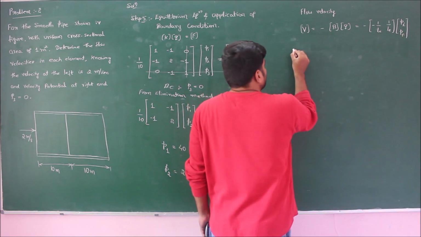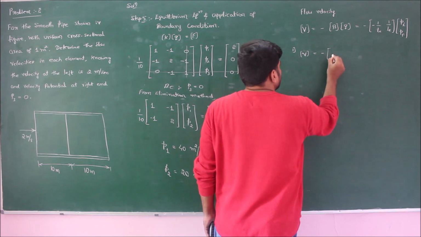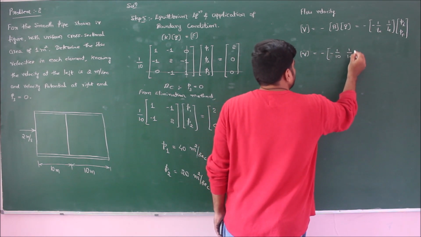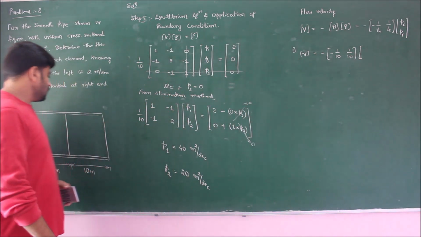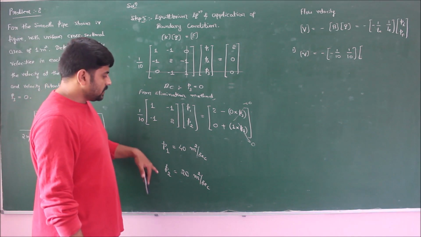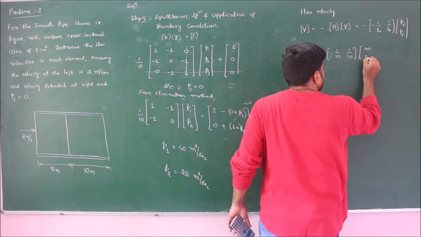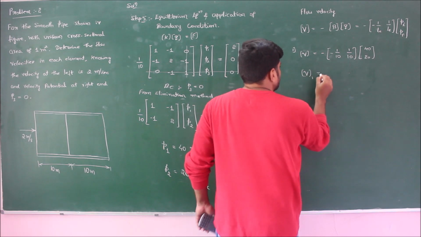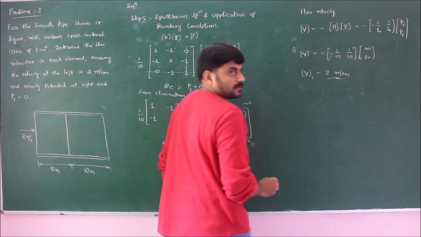If I solve for element 1, velocity of element 1 is equal to minus of [minus 1 by 10, plus 1 by 10]. For element 1, the node numbers are 1 and 2. So therefore, P1 is 40, P2 is 20. So you will get the velocity of element 1 as 2 meters per second itself.